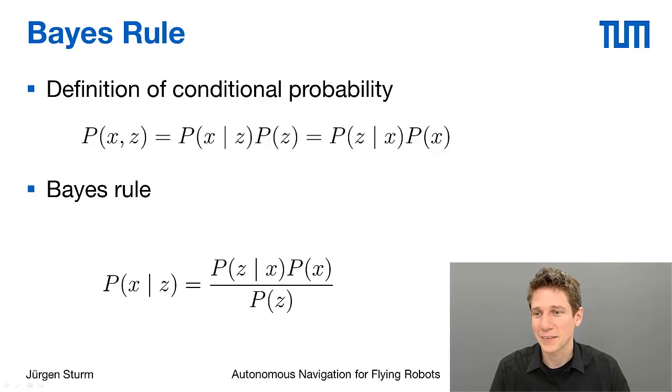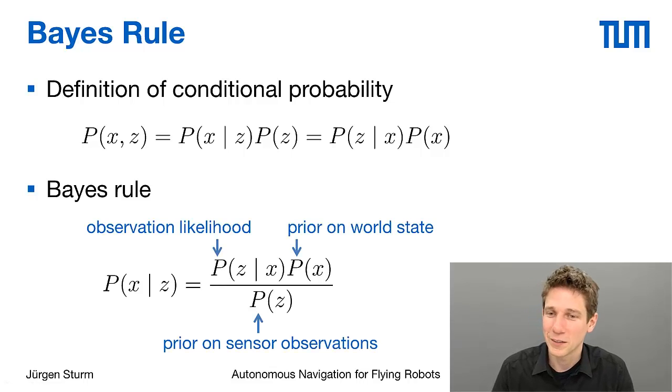And it says then that the probability of x, of our world state, given z, our sensor reading, can be obtained by taking the probability of z given x, which is our causal model, which is easy to compute, times the probability of x divided by the probability of z.